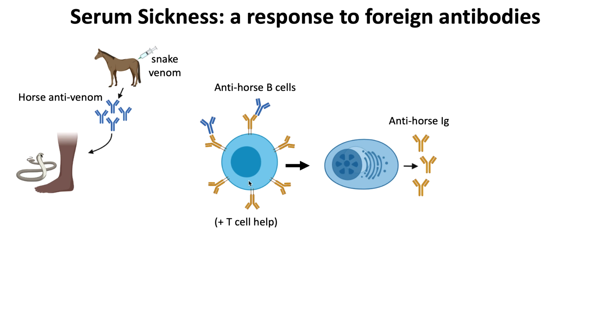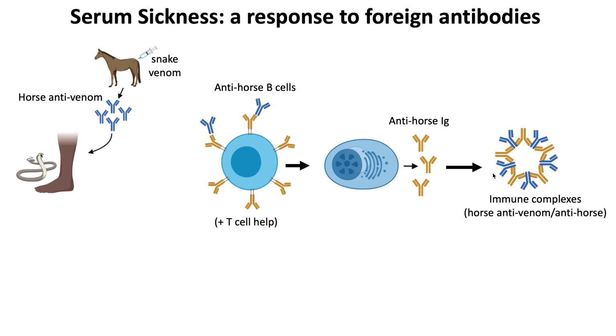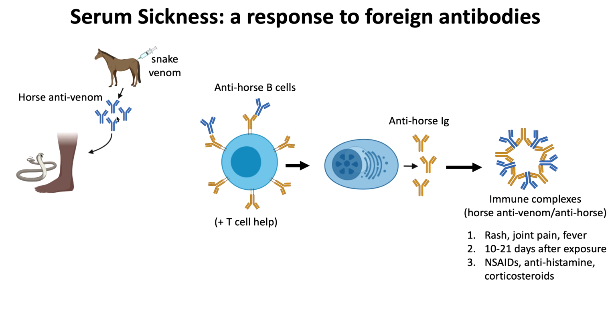And so here we now have these anti-horse immunoglobulin B cells that with T cell help can induce an anti-horse Ig response. And these IgG molecules that are induced by this response can then form immune complexes with these horse immunoglobulins. And this leads to the classic symptoms of rash and joint pain and fever. Typically, these types of reactions will occur 10 to 21 days after exposure, because that's about how long it takes to get this really potent anti-horse IgG antibody response.